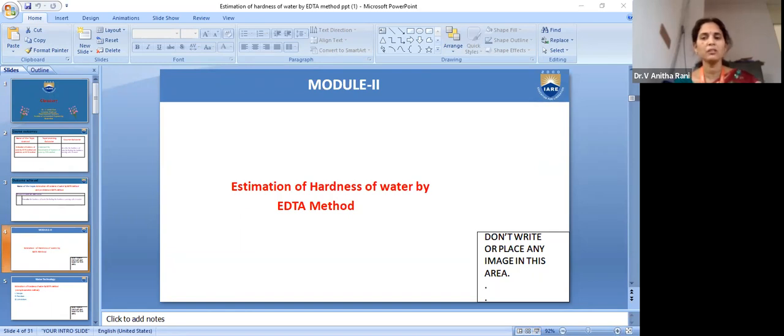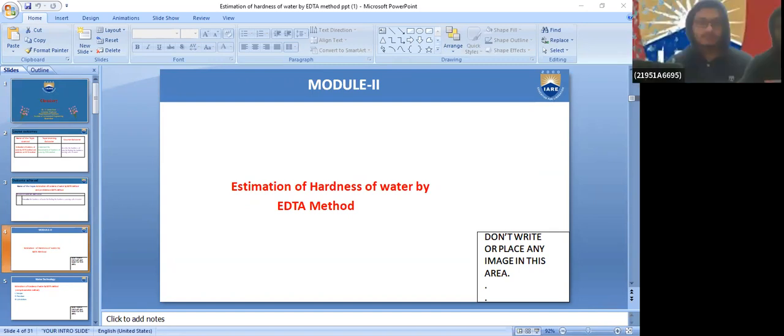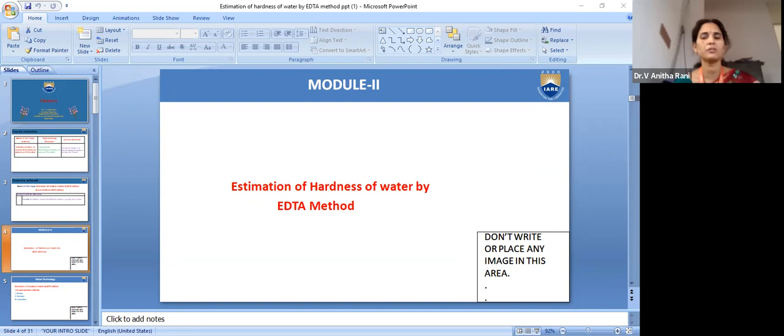Now you can see the PPT. Students, can you see the PPT? Yes, ma'am. Everybody write the topic. This is a very important topic. Now write down. What we are going to discuss in this topic, estimation of hardness of water by EDTA method, is the principle, procedure and calculations.